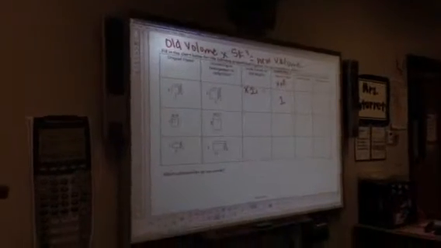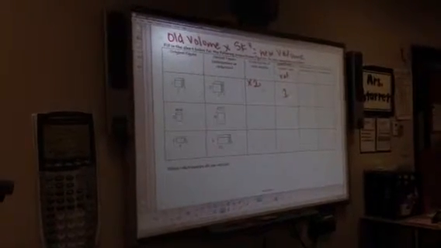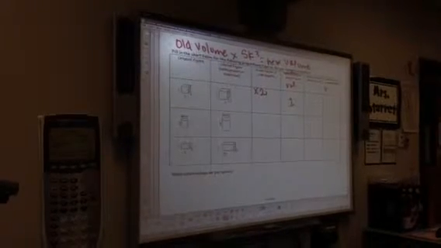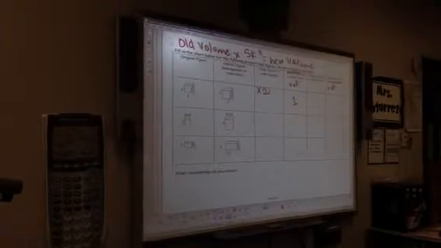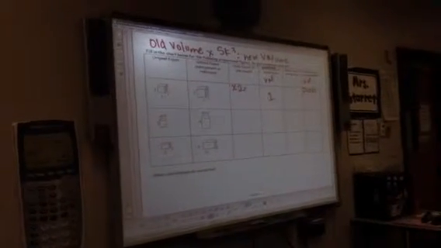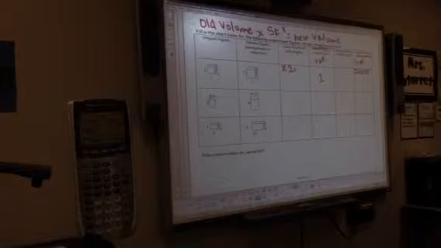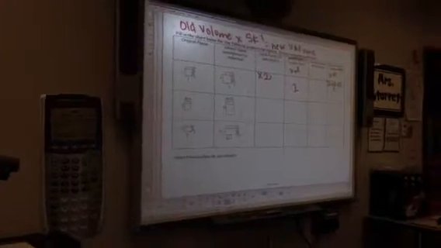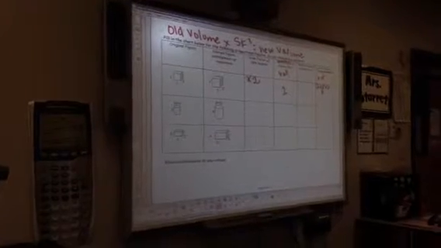So when we get our scale factor of 2, we can come over here and find out what we're going to use to find our volume. We can say 2 times 2 times 2 because we have to cube the scale factor. So 2 times 2 is 4 and 4 times 2 is 8.